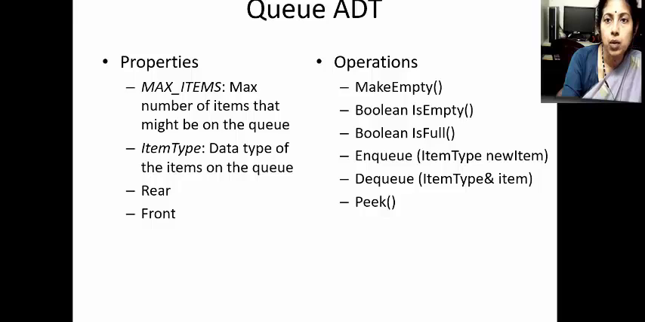And this is the queue ADT. ADT means abstract data type. In any ADT you have two things: one is the properties and the second is the operations. Properties are the data items which you make use of in this particular data structure, and operations are the operations which are associated with the data structure.